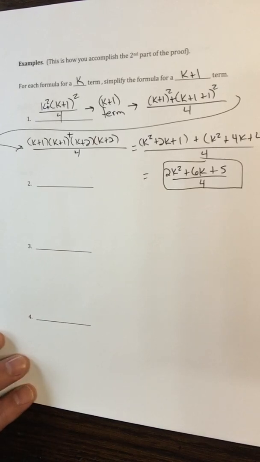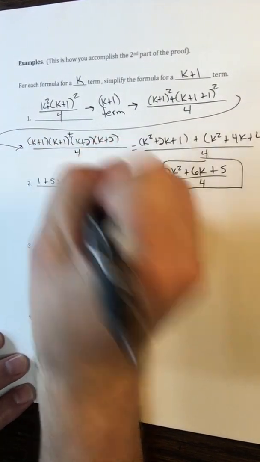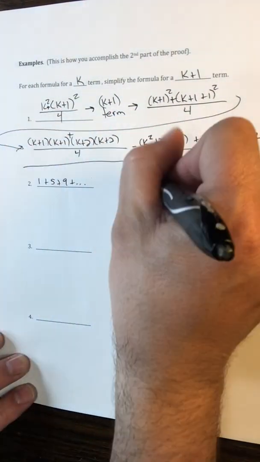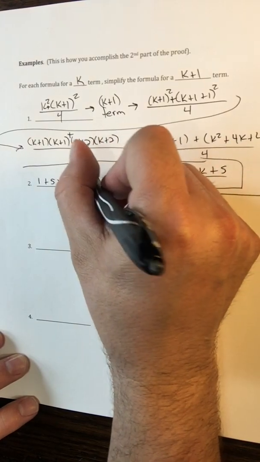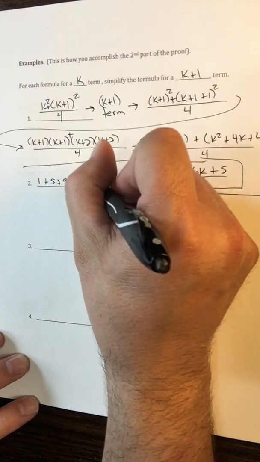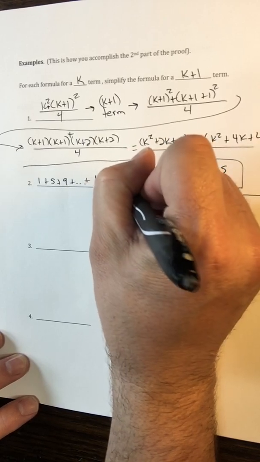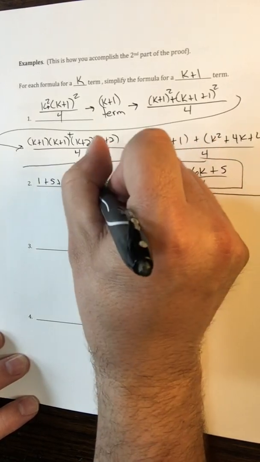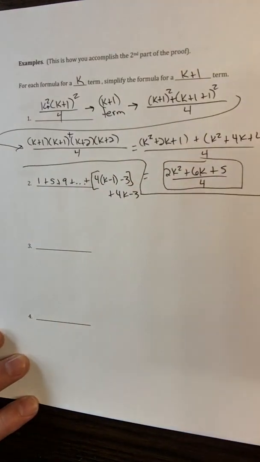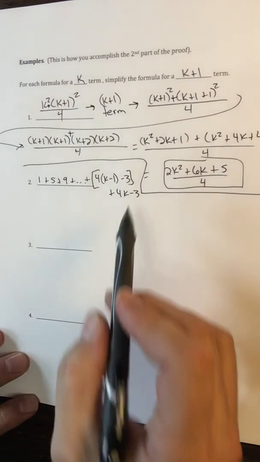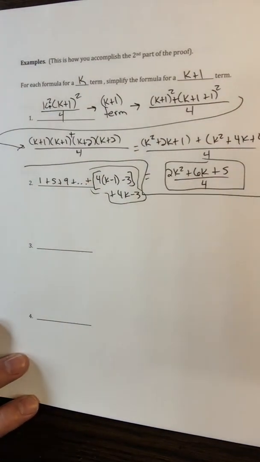Ready? Here we go. So I'm going to go 1 plus 5 plus 9 plus, sorry, I've got to cut that off right there. I have plus. Ready for this? It goes 4 times k minus 1 minus 3. But I'm not done. It also goes plus 4k minus 3. That's the entire k term.